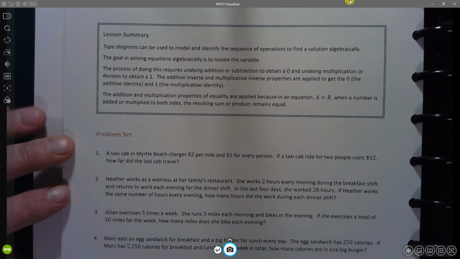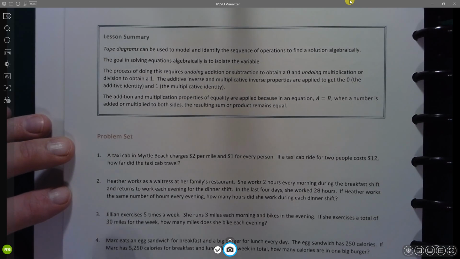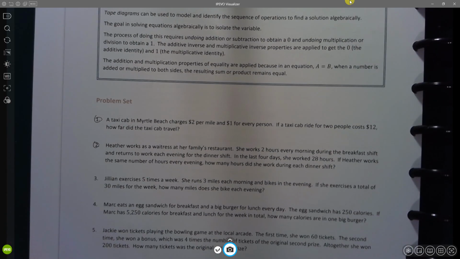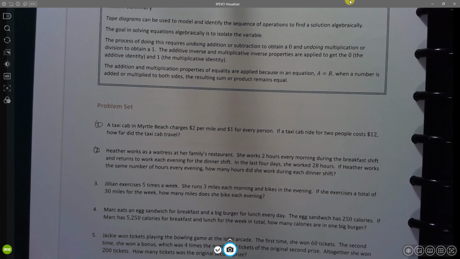So here's the thing. I want you to give 2 problems a shot. I want you to try number 1 and number 2 for me. See if you can make a tape diagram, or see if you can find out what the answer is. We'll do the rest of it in class, so no rush, no hurry.